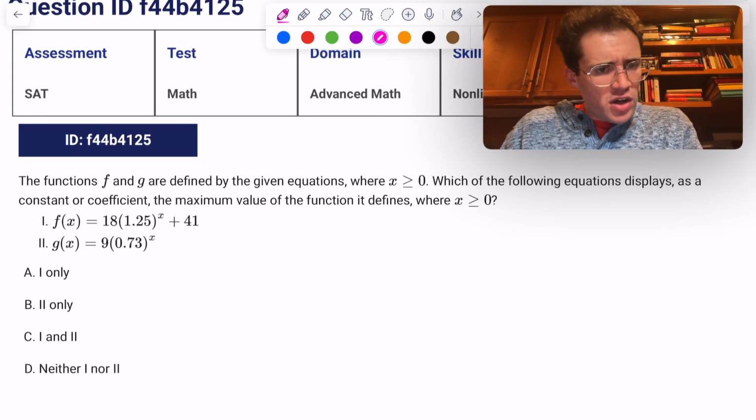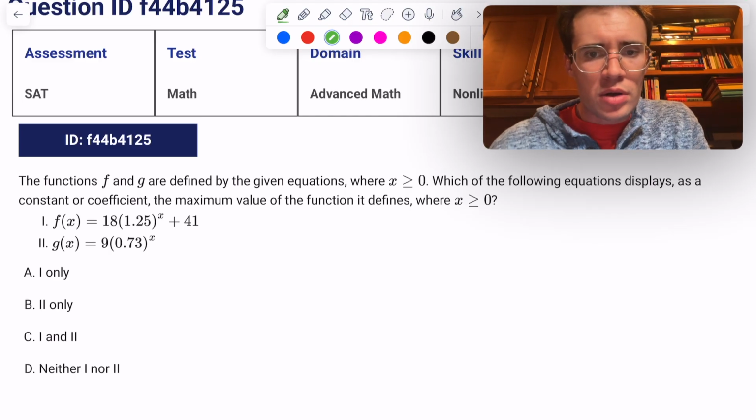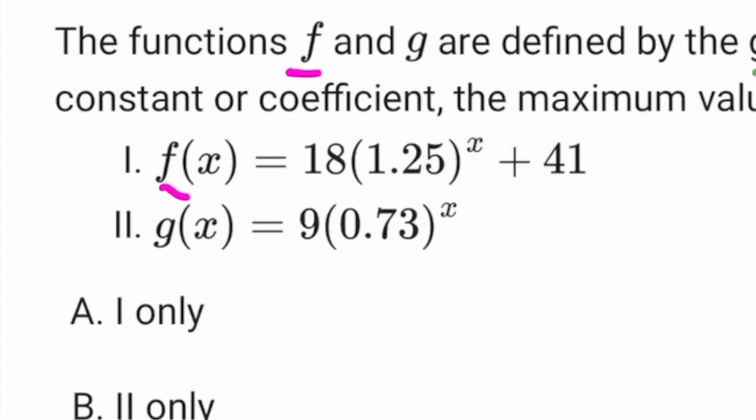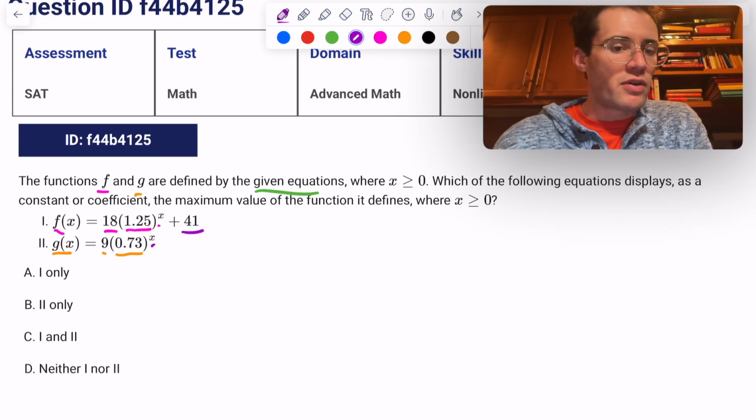All right, we have the functions f and g defined by the given equations, where x is greater than or equal to 0. The given equations are the ones down here. f of x equals 18 times the quantity 1.25 to the x, plus 41. And our g function, g of x, is 9 times the quantity 0.73 to the x. So these are both exponential functions. One of them is shifted up by 41.